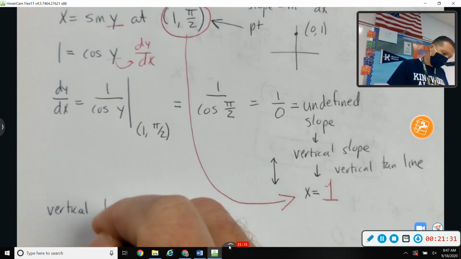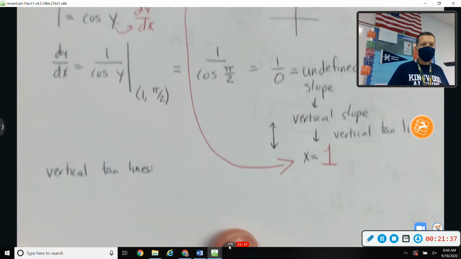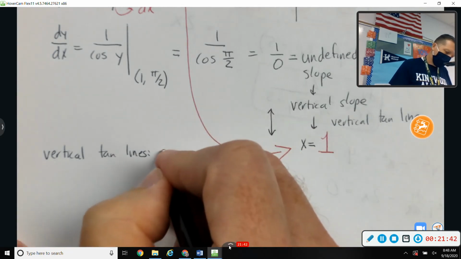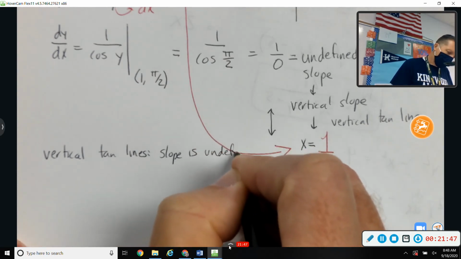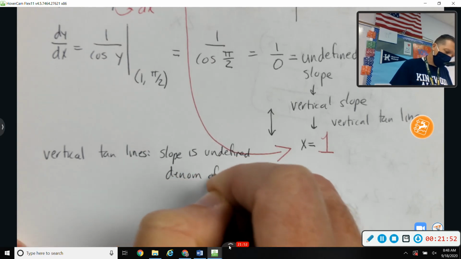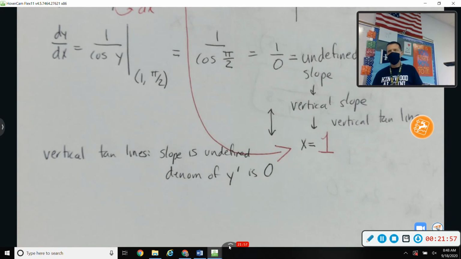Let me clarify something here. Vertical tangent lines mean slope is undefined. That means the denominator of y prime is 0. So yes, when you get a denominator of 0, you should be worried something weird is going on, but it doesn't mean the problem is over and you just write no solution. It means something weird is going on and you've got to figure out what.